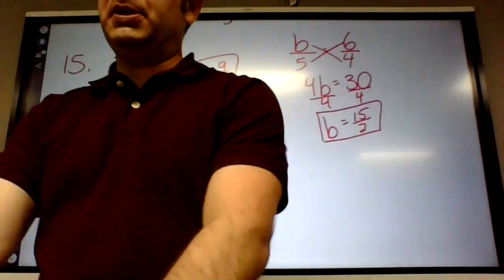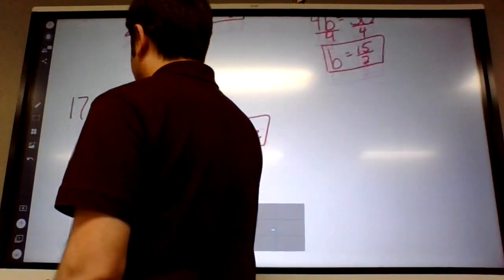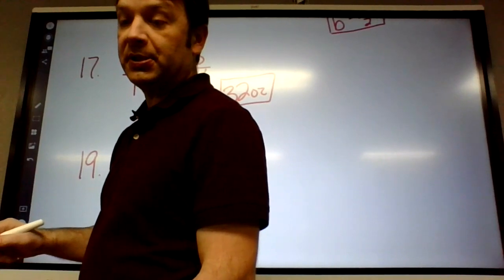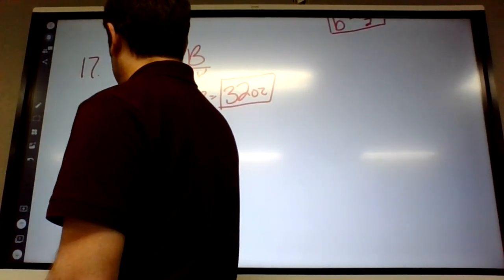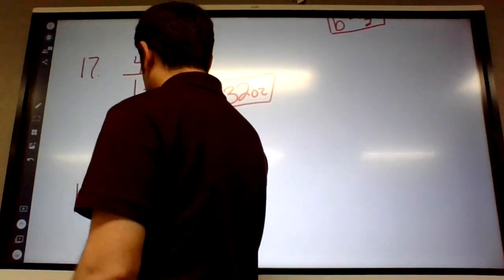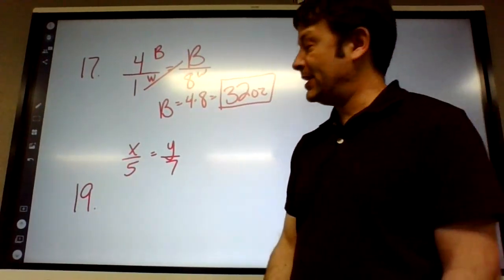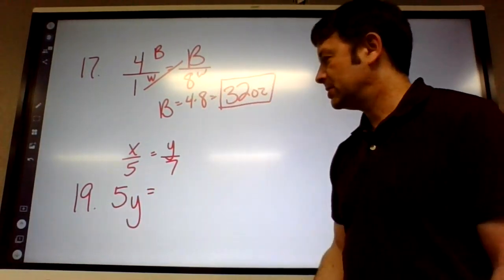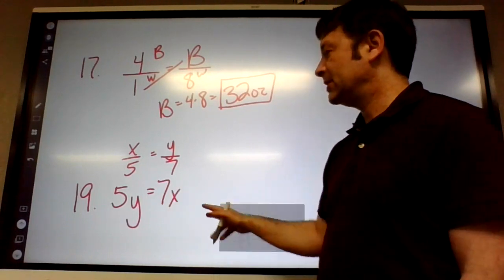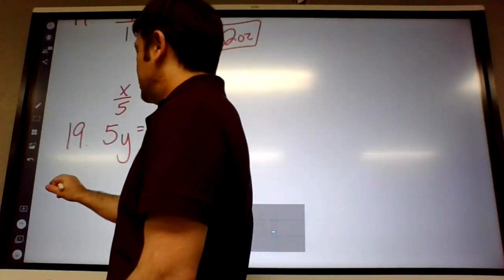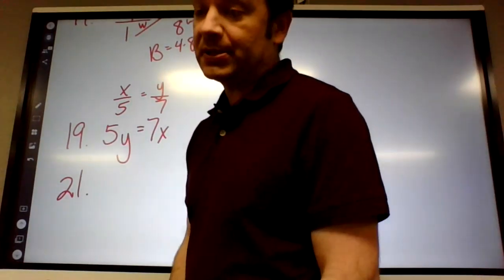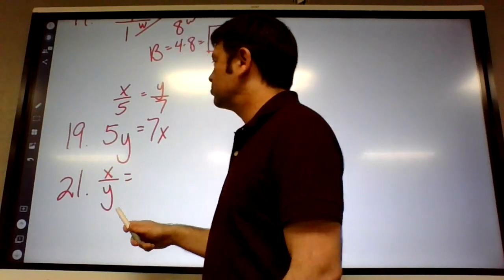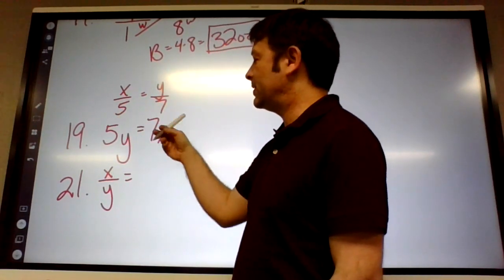Okay, number 19. You just kind of gotta find a pattern on these and finish the equation. So up in the directions it tells us that x over 5 equals y over 7. If that is true, 19 says 5y should equal what? 7x. They just cross multiplied. Just gotta find the pattern here. So on 21 it then says x over y should equal what? 5 over 7. Yeah, x over y should equal 5 over 7.